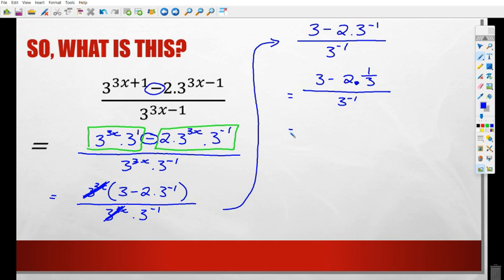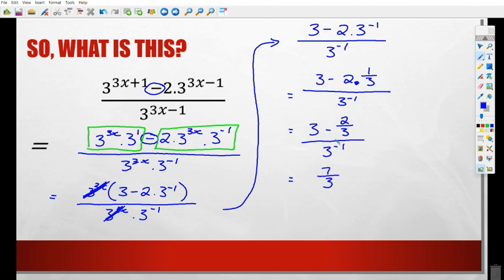So we've got 3 minus, what is 2 times a third? That's 2 over 3. Good. And that is all over 3 to the negative 1. Now we've got 3 minus 2 over 3, and what does that give you? It's going to be 7 over 3. Good. So 7 over 3.